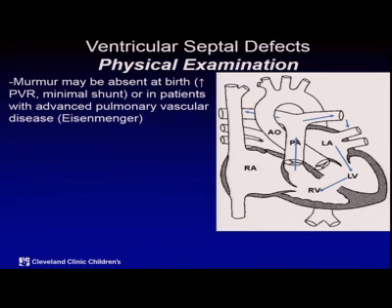So you may not hear a murmur right after birth. Or on the other end of the spectrum, if you have an unrepaired patient who develops pulmonary vascular disease and Eisenmenger, you won't be able to hear the VSD murmur because there's very little flow going through the VSD.